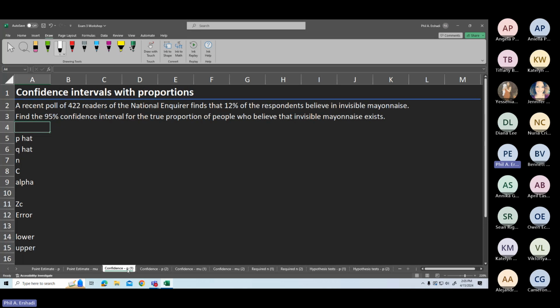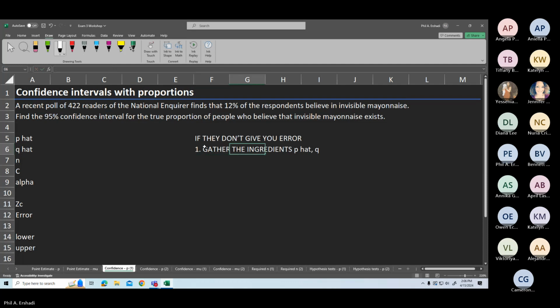All right. So let's try actually putting together a confidence interval if they don't give you error. Mission number 1 for these sorts of questions is to gather up the ingredients: p-hat, q-hat, n, and confidence. Let's have a look at this question. Which of these numbers would be our p-hat? I'll give you a moment to read it.